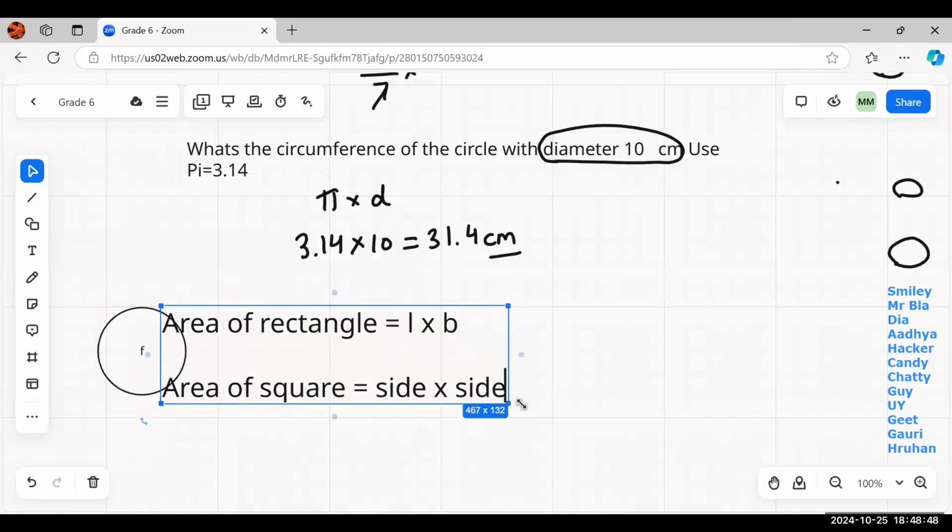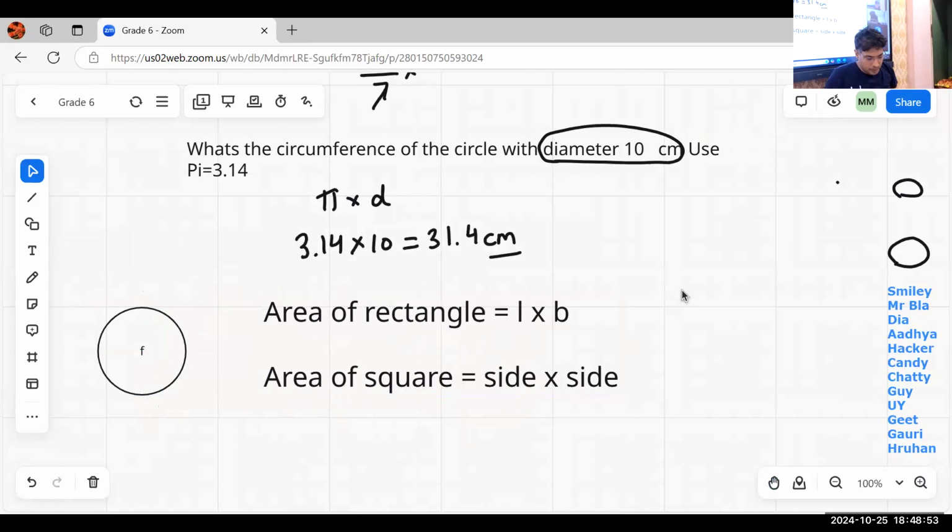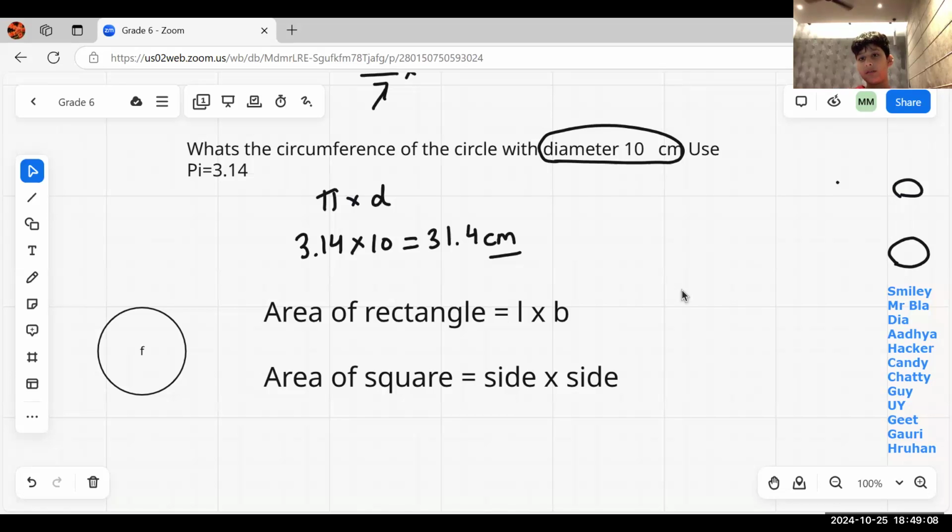Sir, is volume a part of our syllabus? No. Sir, area of triangle is equal to half base into height. Yes, you are correct. From where did you learn that? Sir, in our school book. Sir, we are doing perimeter and area now.